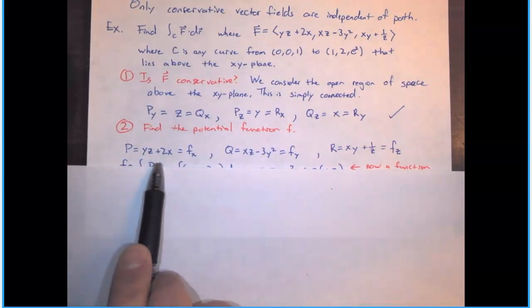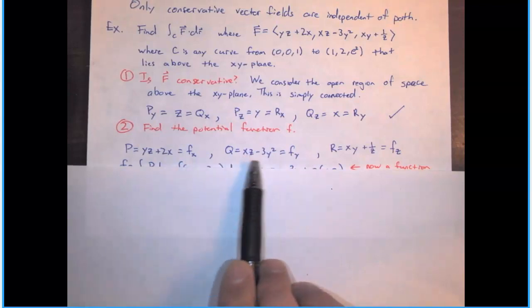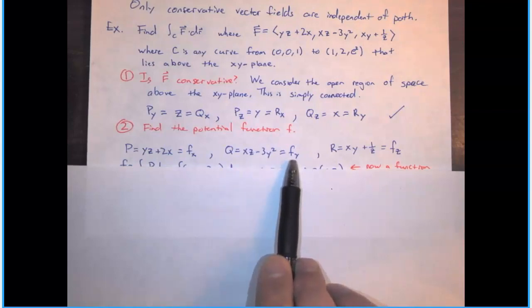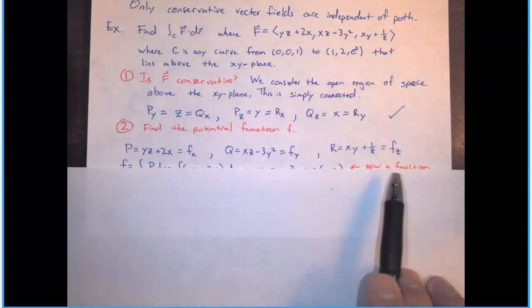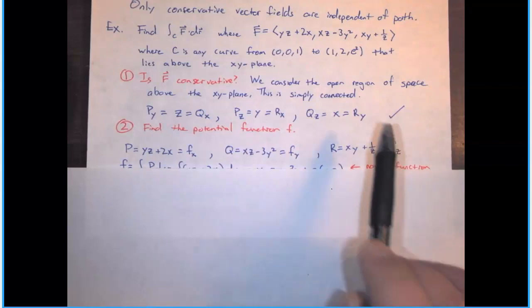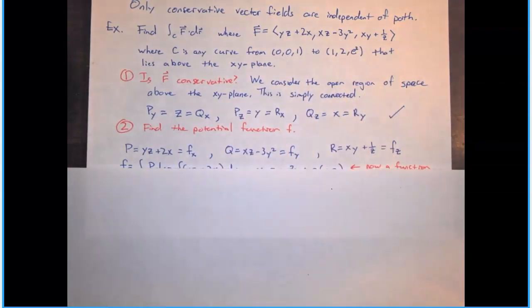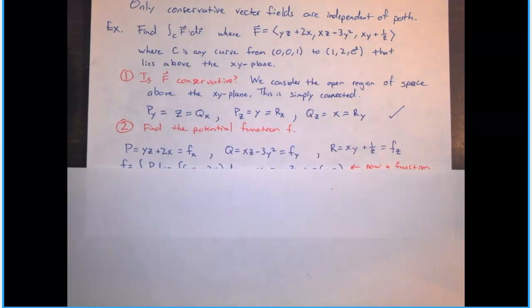The first component, yz plus 2x, is equal to the partial derivative of our potential function with respect to x. The second component, xz minus 3y squared, has to be the partial derivative of our potential function with respect to y. And the third component, xy plus 1 over z, has to be the partial derivative of our potential function with respect to z, because we're saying that this vector field is a gradient of some potential function. And that's what it means to be a gradient. It's the vector of partial derivatives.